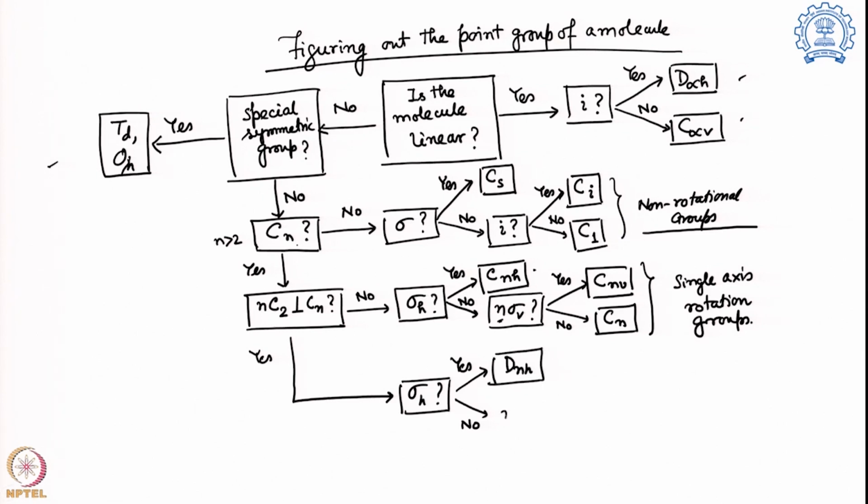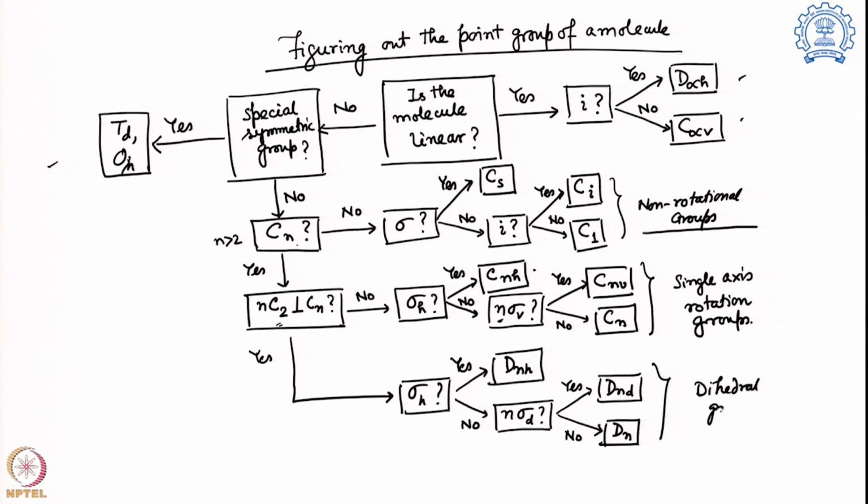Then the next question is, do you have n number of sigma D's, if it does not contain the sigma H? Here I am writing sigma D because all the sigma V present in this molecule will be bisecting these C2s, which are perpendicular to Cn. So, that way there will be all sigma D's. Again, it will have n number of sigma D's or nothing. If it has them, then it belongs to point group DnD. If none, then it belongs to the point group Dn. So, by that I can separate out all the dihedral groups.